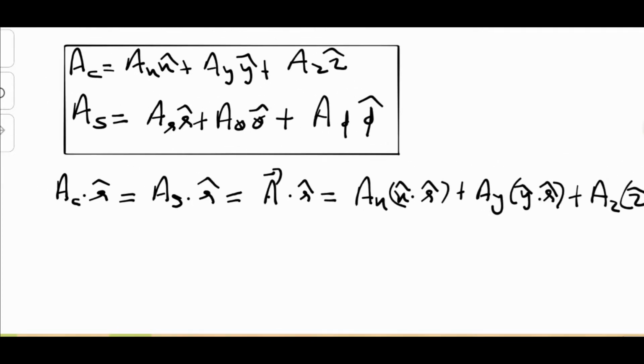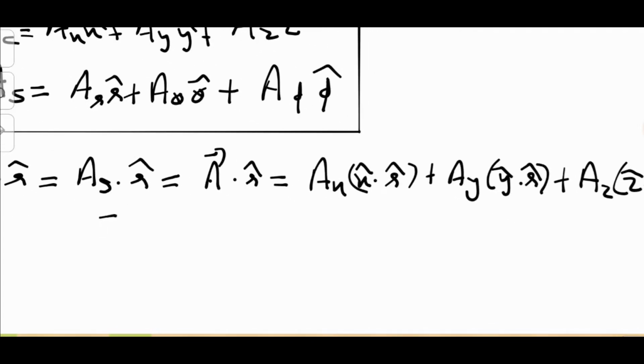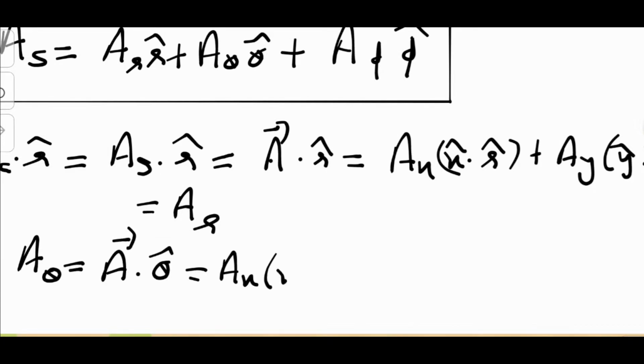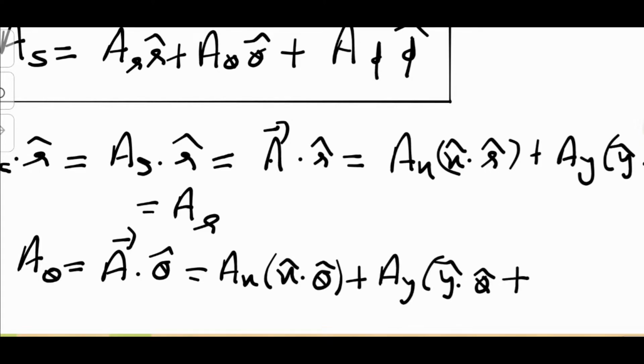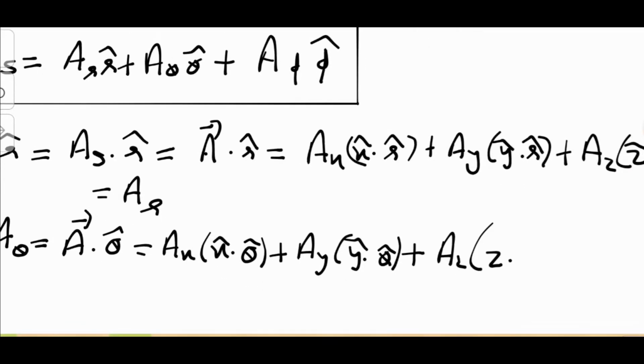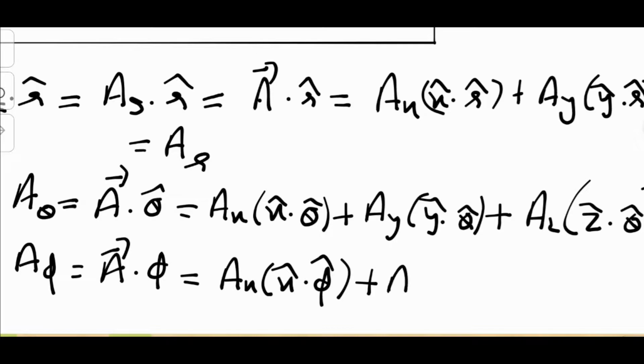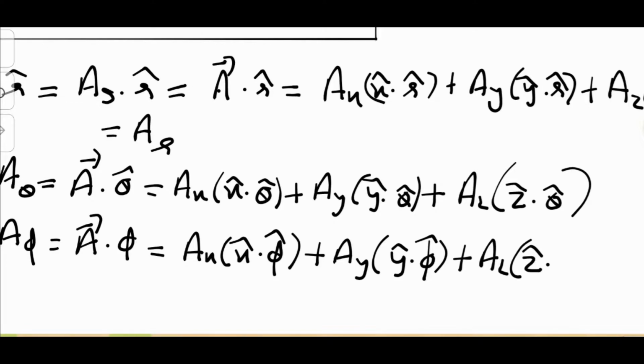So let's find out what A dot r cap is. A dot r cap will be equal to ar. Similarly, a theta will be equal to A dot theta cap, which is equal to ax x cap dotted into theta cap plus ay y cap dotted into theta cap plus az z cap dotted into theta cap. Similarly, a phi will be equal to A dot phi cap, which is ax x cap dot phi cap plus ay y cap dot phi cap, plus az z cap dot phi cap. So that's the basic way to find the components.